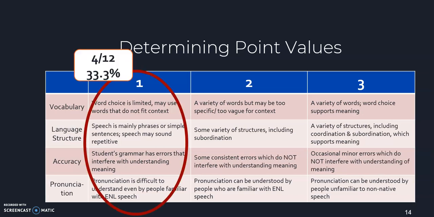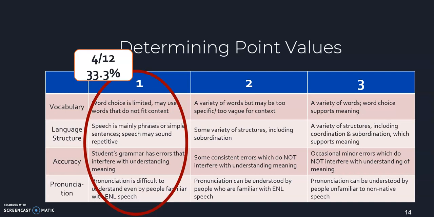If a student earns the lower level of performance in all 4 categories, that's 4 out of 12, that's 33 1/3%. Is that fair? Does a speech that is completed, that the student completed the task, is that really a 33 1/3 value? It may be, but I question that. I encourage you to think about that.